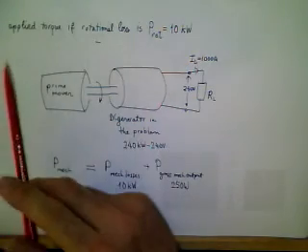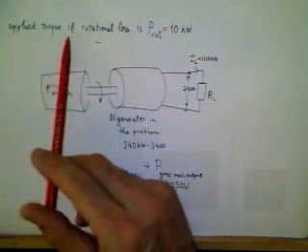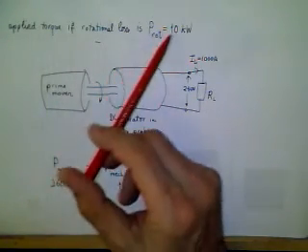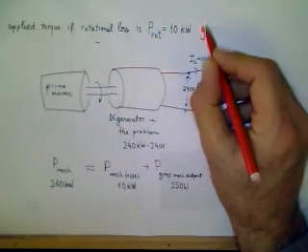So we continue. The applied torque, if the rotational loss is 10 kilowatts, is given in the question.